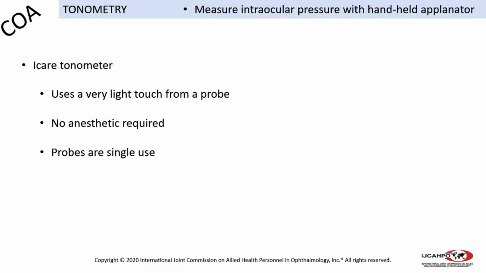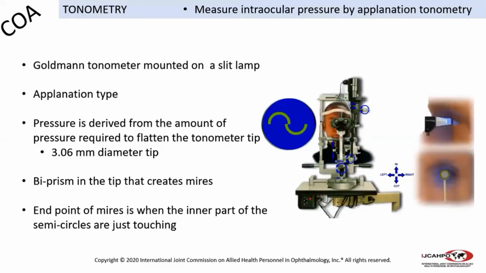The iCare tonometer uses a very light touch from a probe. No anesthetic is required, and probes are single use. The Goldmann tonometer is mounted on a slit lamp. It is an applanation type. Pressure is derived from the amount of pressure required to flatten the tonometer tip, remembering that the tip of the biprism is 3.06 millimeters in diameter. A biprism in the tip creates the mires pictured to the right. The endpoint of the mires is when the inner part of the semicircles are just touching. The image here demonstrates a correct endpoint when using the Goldmann method.